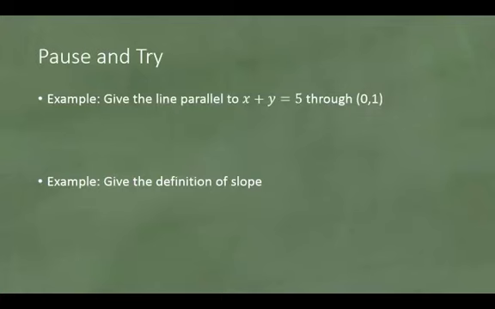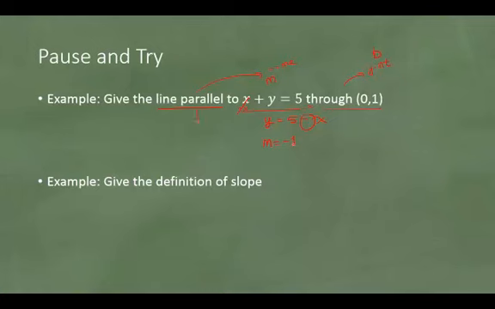Alright, we need to find the line that is parallel to x plus y and goes through the point 0, 1. So we need the slope, and because we need it to be parallel, we need it to be the same slope. We want it to go through the point 0, 1, so that's going to help us find the y-intercept, which is b. Alright, so let's find the slope of this equation. If we write y is equal to 5 minus x, in other words, if we subtract x from both sides, we get the slope is, again, always the number in front of x, is negative 1.